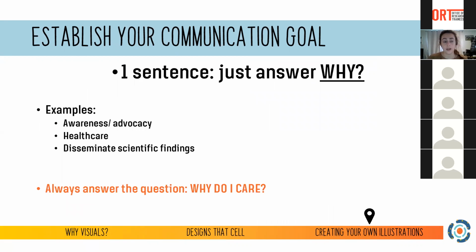And so this is really the answer to why are you working on this visual communication? And so some examples might be awareness or advocacy. So maybe you want to make an infographic on something that you're researching. I study ovarian cancer, and I've been working on the background just for something that I can use in my own presentations and to explain to people why it's a problem. You can also use them in the healthcare setting.